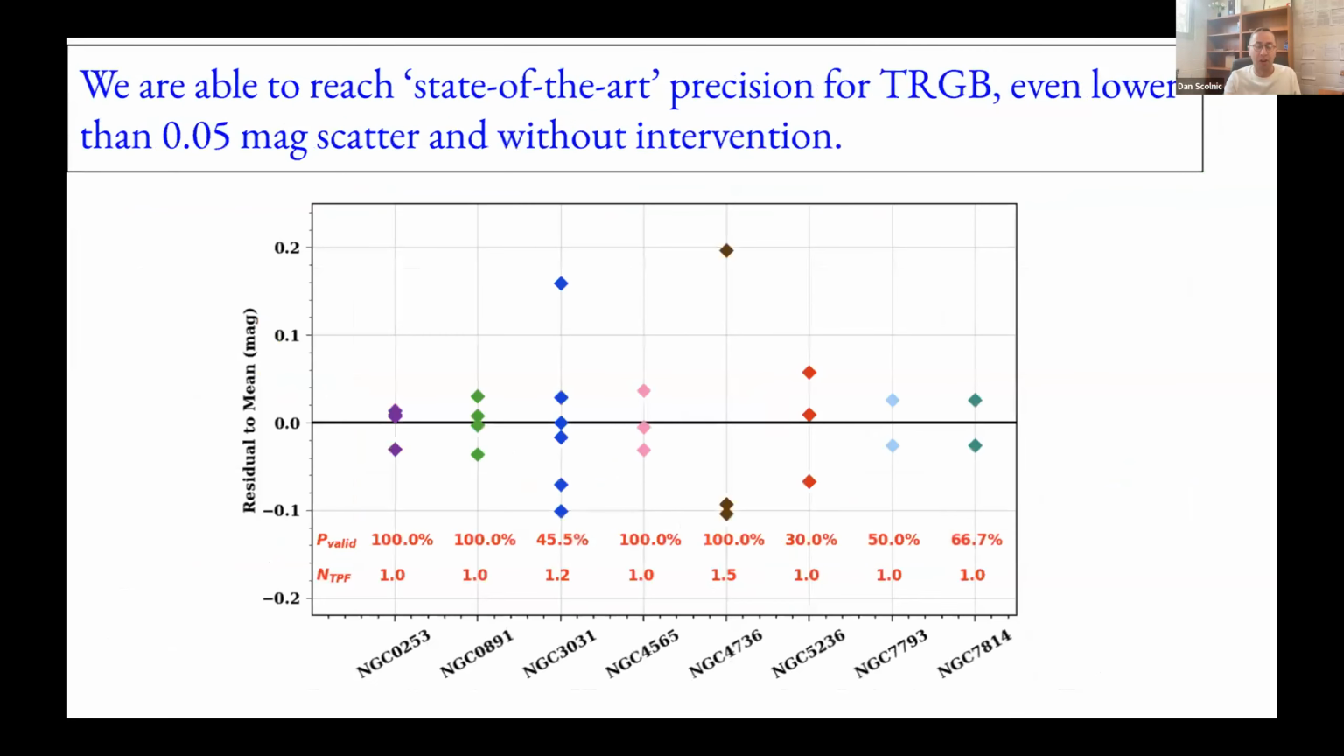Okay. All right. So what we find in our training set is that we're able to reach state-of-the-art precision for TRGB. It's at 0.05 mag scatter, and this is without any intervention, without hand-holding, without having unique algorithms for every galaxy. This is the first time a number like this has been reached, and this is doing it without any hand-holding whatsoever.